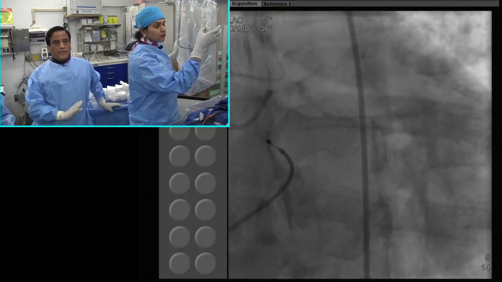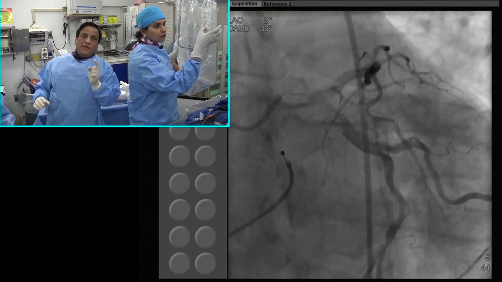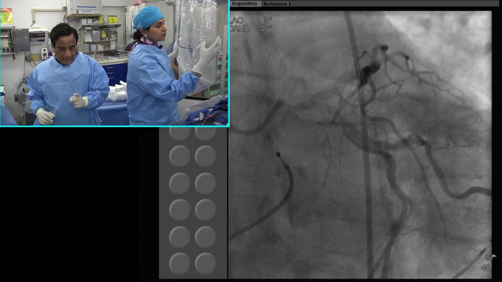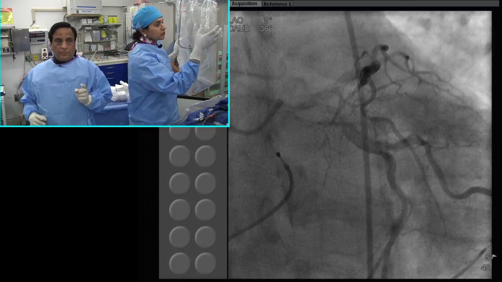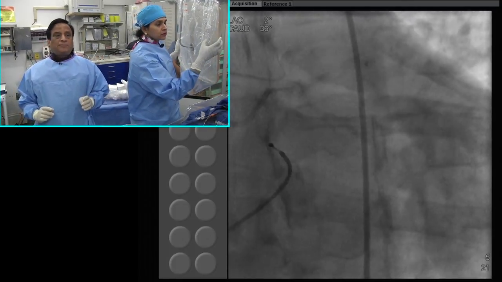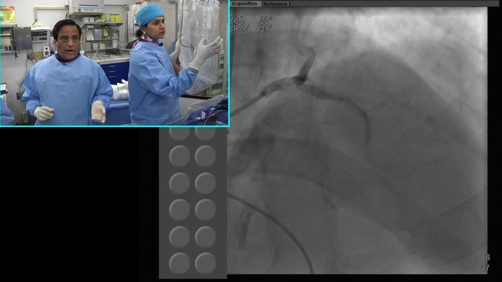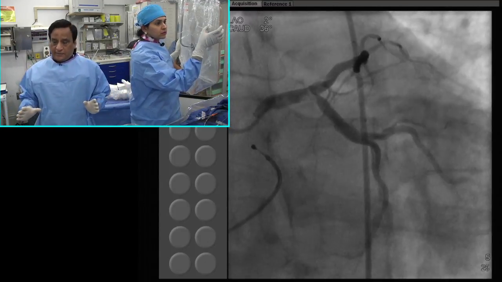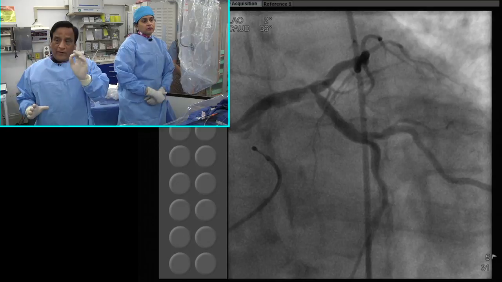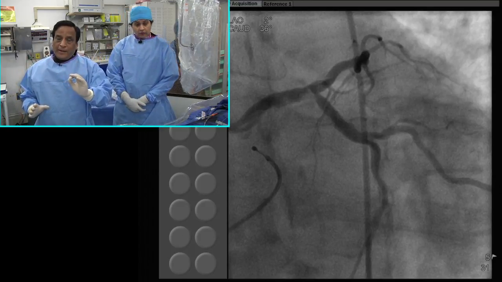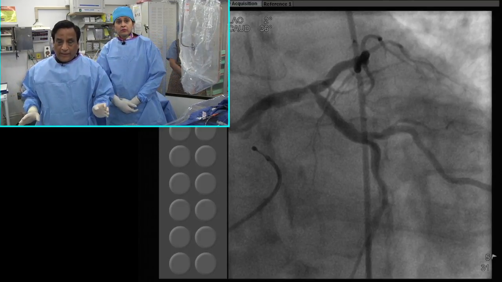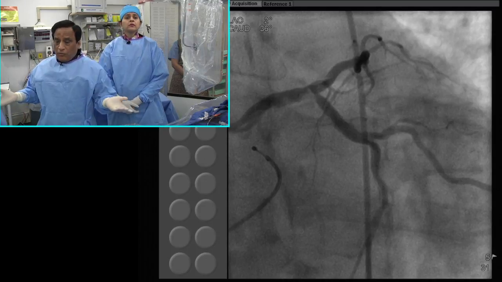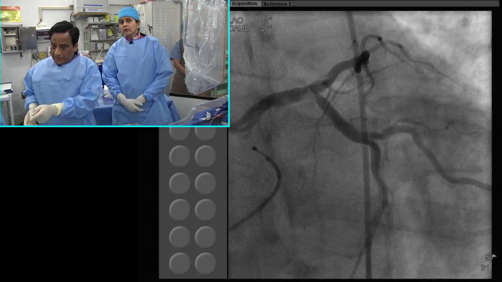Absolutely, lesion preparation, and don't be afraid to post-dilate. In the past, people used to worry that the scaffold will rupture, will disintegrate if you do a high pressure. That is not correct. You do a 1:1, maybe 0.25 bigger, and go to a very high pressure, that's okay. If you go 1 millimeter bigger and go to high pressure, of course, you will disintegrate it.